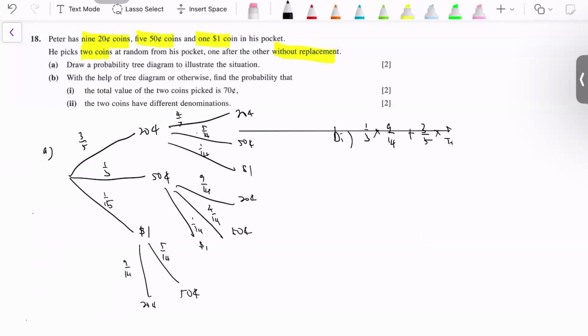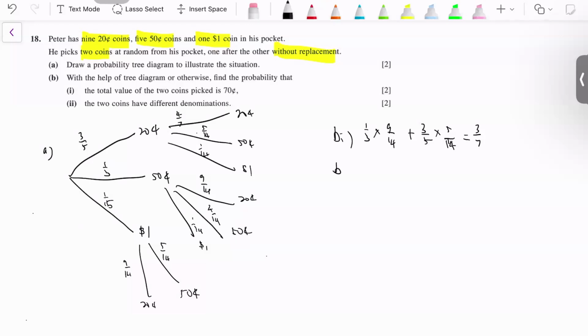Okay. So each of these has its probability of being picked, whether it is the first draw or the second draw. And with that, it gives us this probability of 3 out of 7. Okay, so that's for B part 1.